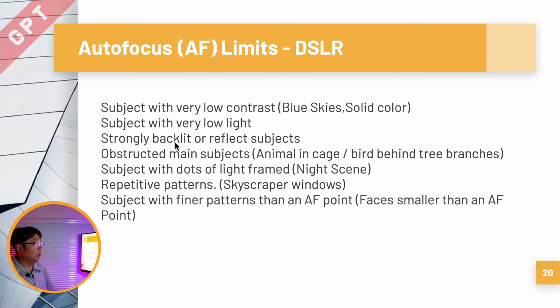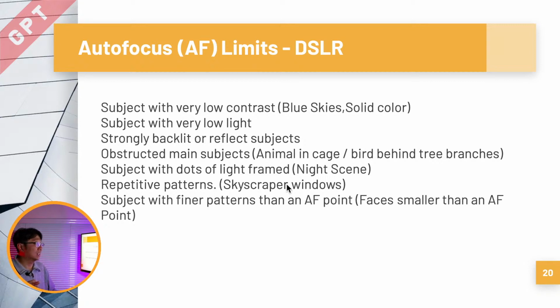And then strongly backlit or reflective objects will affect its focus, like glass or something, so it will have this problem. An obstructed main object, like an animal in a cage but behind a tree and branches, will have some problems, so it tends to focus on the cage or the branches. For objects with dots or lights, like a nighttime scene, you might have to select something relatively easier to focus on, not just the dots, not the light itself. Maybe some building, more like a structure, where you can see the pattern.